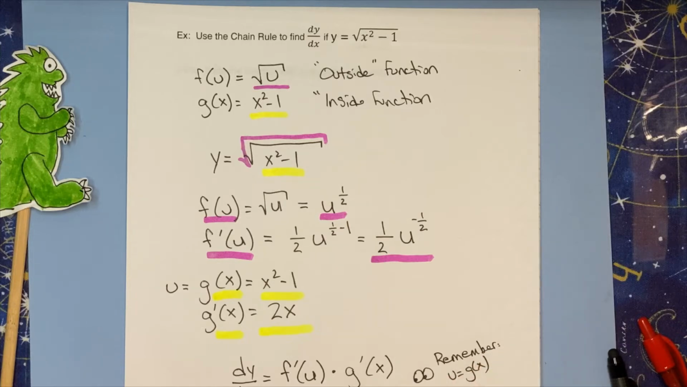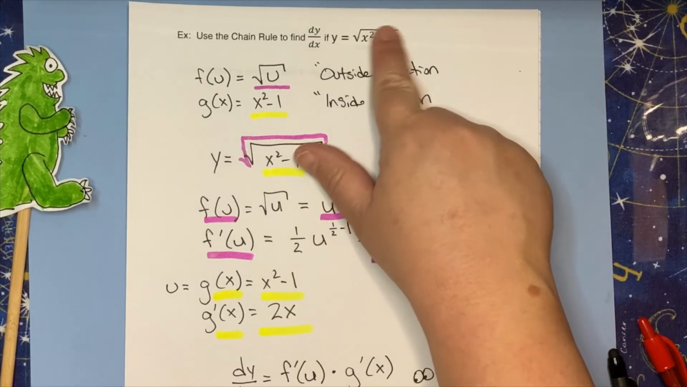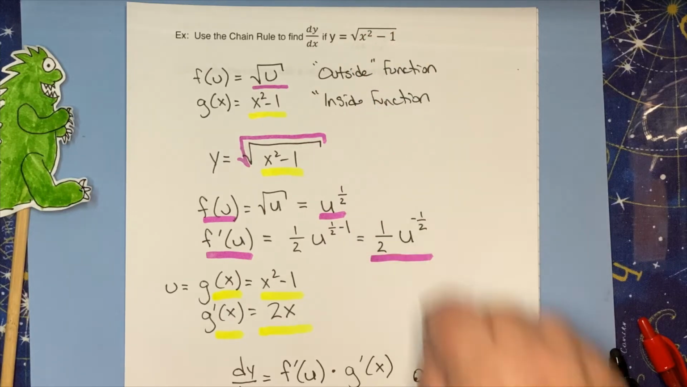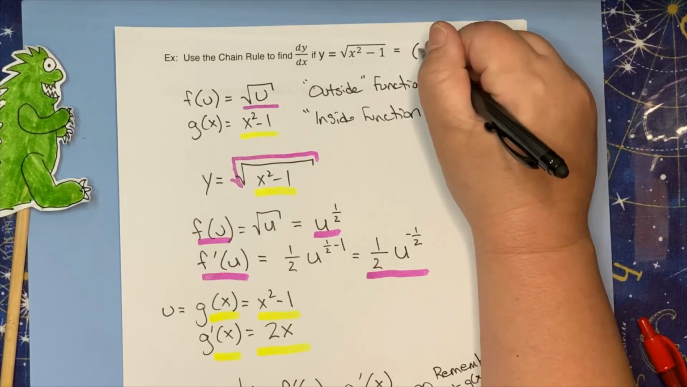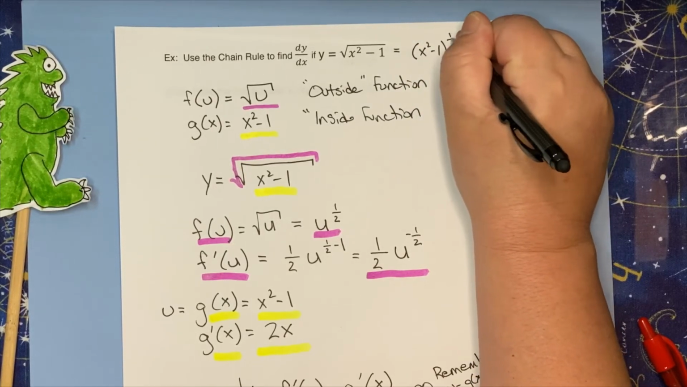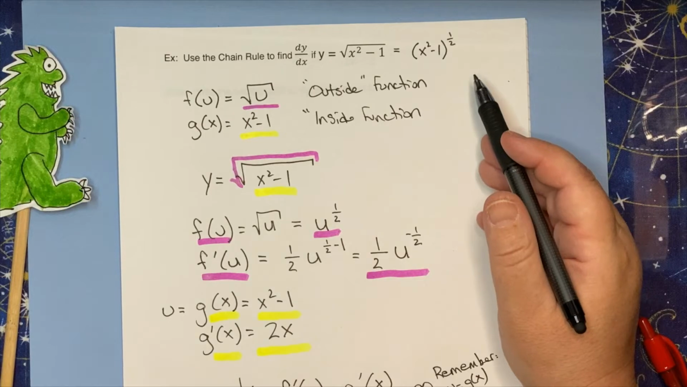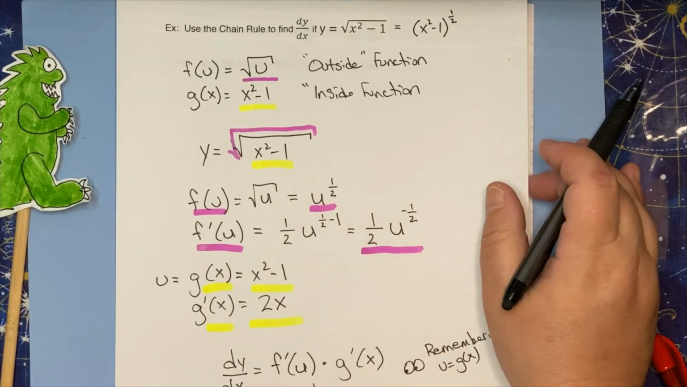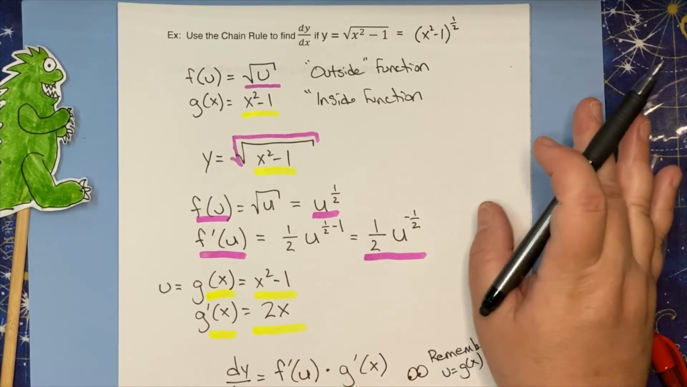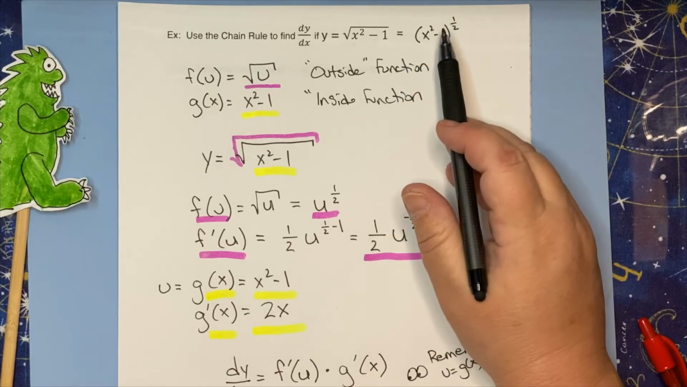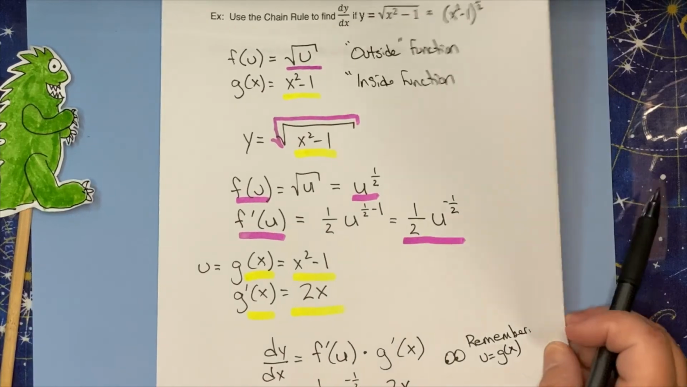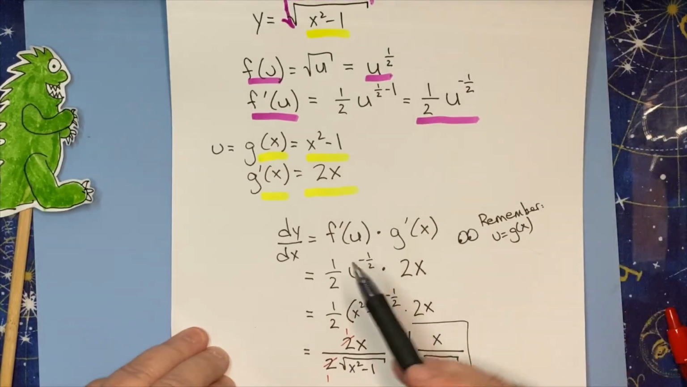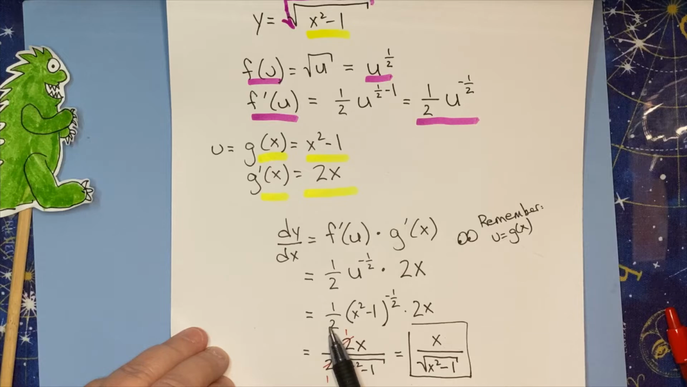So our original function was radical x squared minus 1. Or, and I can write this up here, x squared minus 1 to the 1/2. So let's take a look at what happened. If you want to take a derivative without using the formula, think outside first, inside second. The outside, the 1/2 comes down, just like it did right there. And then what happens? You subtract 1, you get a negative 1/2.